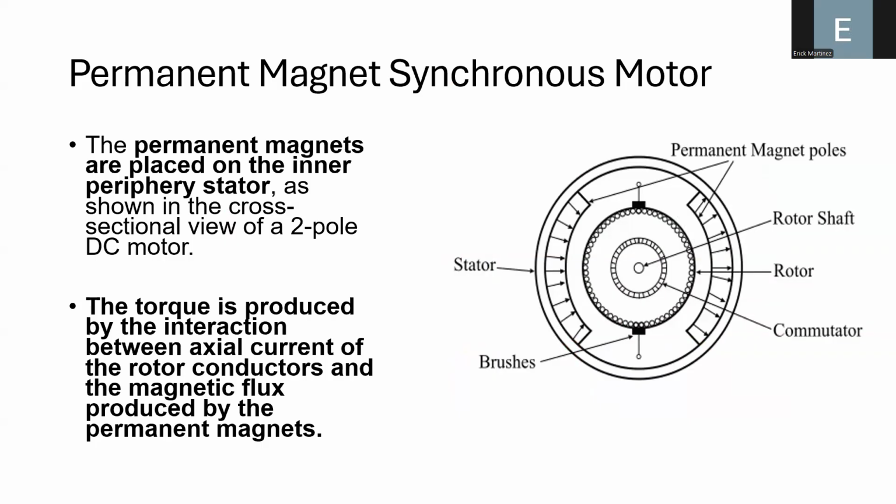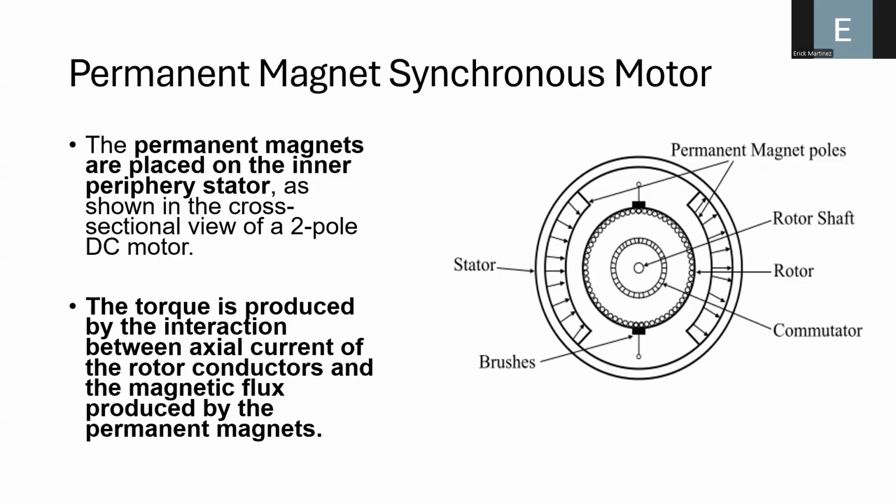Again, here you can see that we have the permanent magnet DC motor. This is the stator, this is the rotor, this is the shaft of the rotor. Here we have a commutator. These are the brushes that connect the battery with the rotor. These are basically contacts.